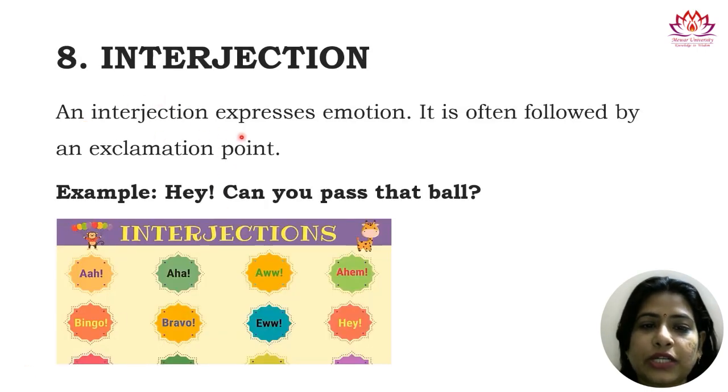Then comes interjection. Interjection expresses emotion. It is often followed by an exclamation point. Hey, so here is the exclamation point after hey. Can you pass the ball? So aha, hey, you, bravo. All these words ending with exclamation mark are interjections. So these are all the parts of speech. In the next session, we would understand phrasal verbs.